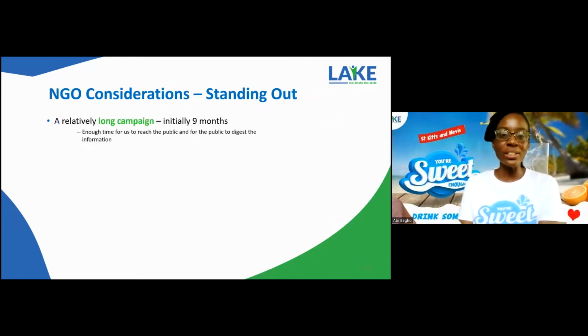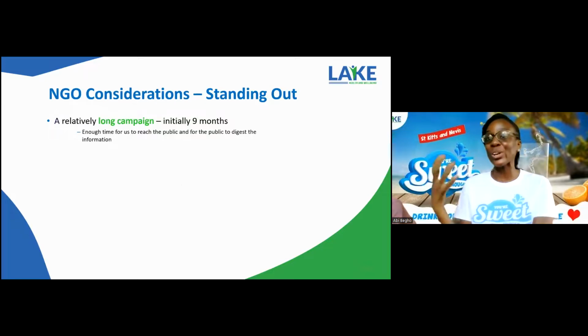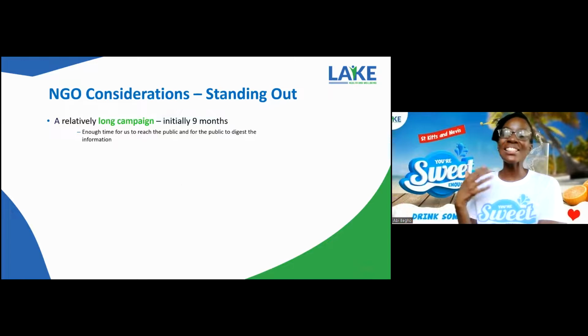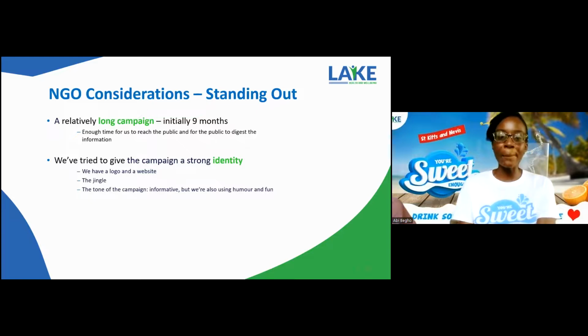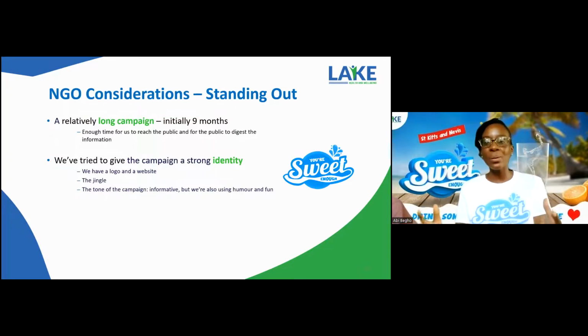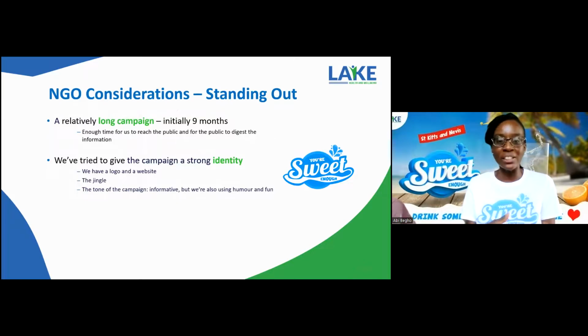So for us, what we did was we have a relatively long campaign. The campaign was initially 9 months, but we're still going strong after 12 months. And this gave us enough time to reach the public and for the public to digest the information and to understand it. We also tried to give the campaign a strong identity. So the campaign has a logo, we have a website, so it lives somewhere, so people know where to go to find more information. We have a jingle that's very catchy. We also tried to develop a tone for the campaign, so it's informative, but we're also using humor and fun. So we're using these kind of things to really try and stand out.